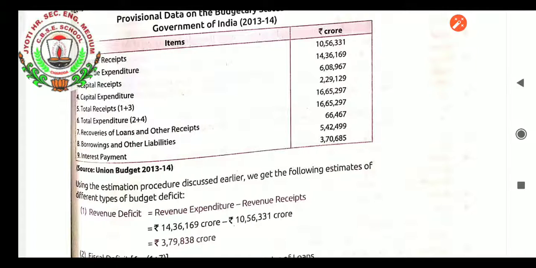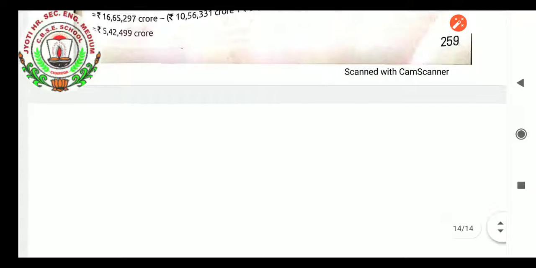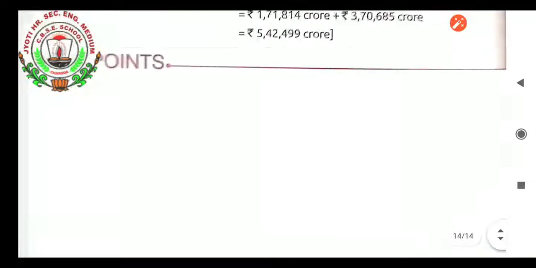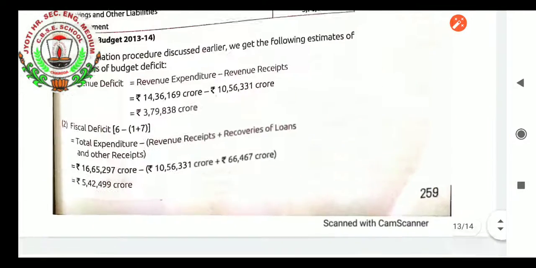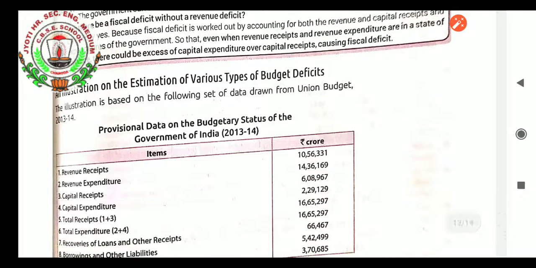So this is one type of question. Only one question is there in the calculation. Any question in your book, you can solve and get the solution. Practice at least this one question so that you come to know how to calculate the questions of government budget. This chapter is completed.